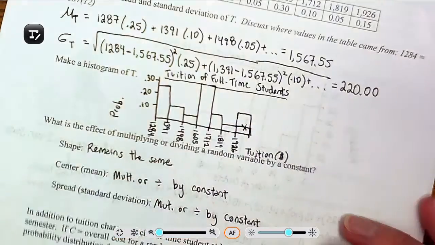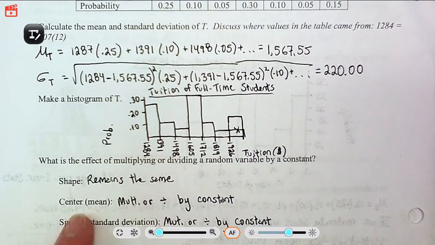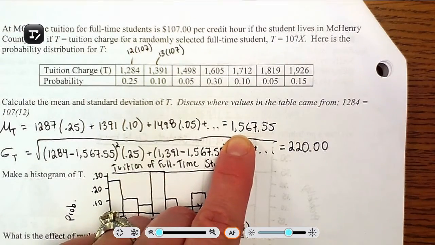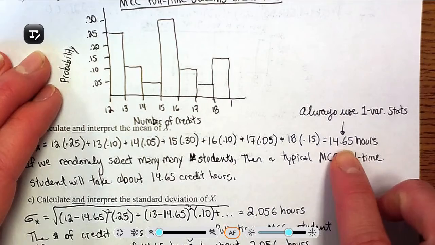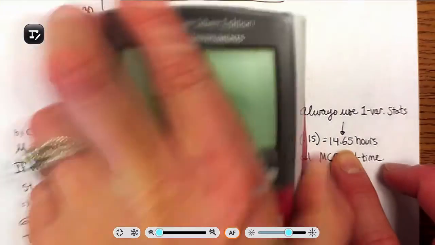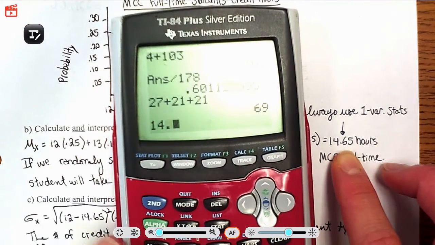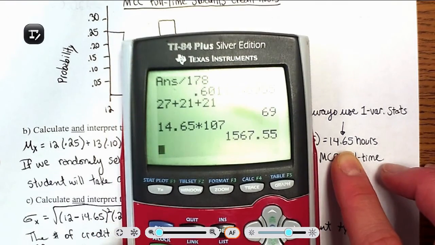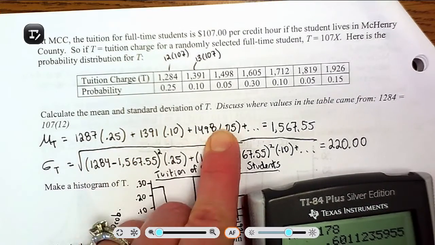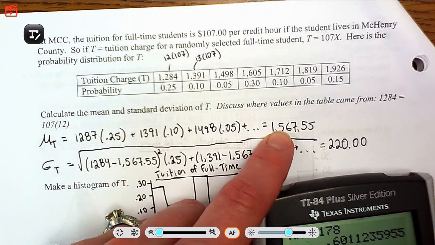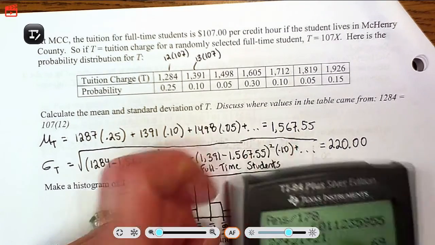Three-tier, and then that one there. Okay, shape remains the same. Our center is now 1567. It was 14.65. If we took 14.65 times the 107 charge, we get 1567.55. So why would we ever do all this by hand if we can just simply take a mean and multiply it by the constant?